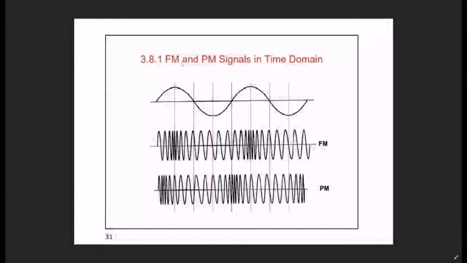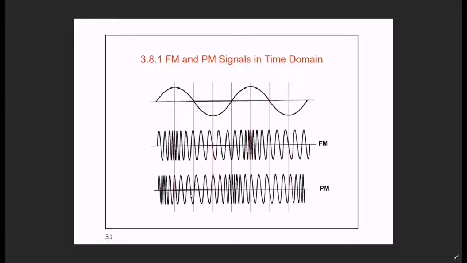This is FM and PM signal in time domain. When the modulating signal undergoes FM modulation, it will generate this kind of modulated FM signal. So, at the positive peak of the modulating signal, it will generate an FM signal with a higher frequency. But at the negative peak of the modulating signal, it will cause the FM signal to have a lower frequency.